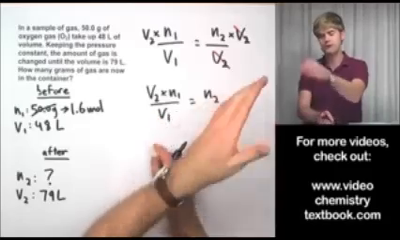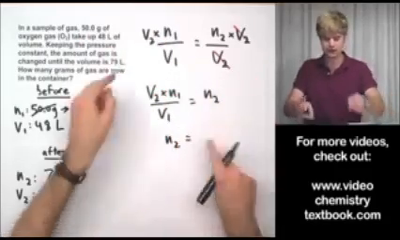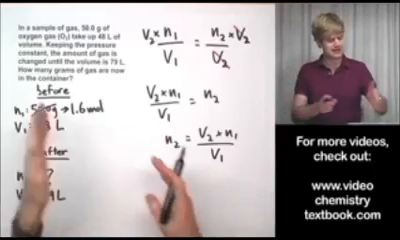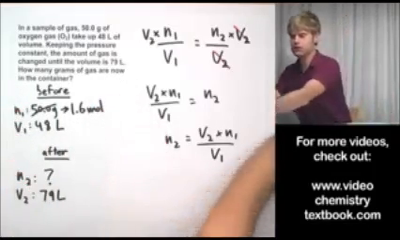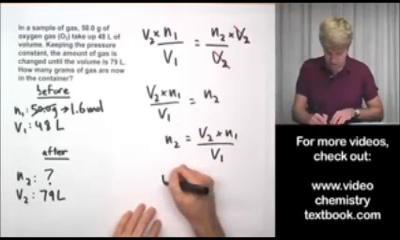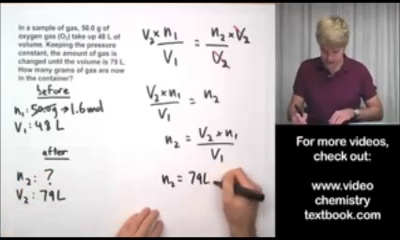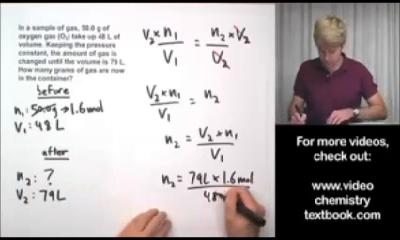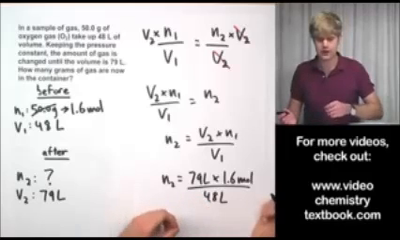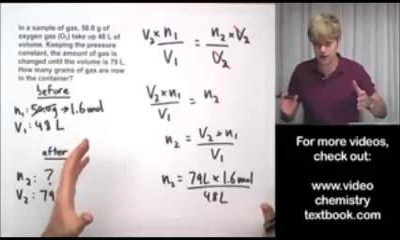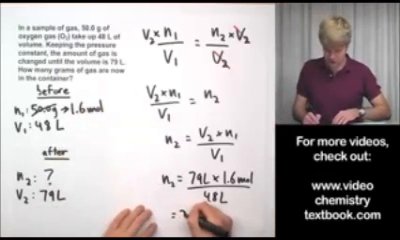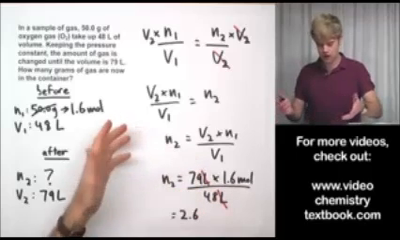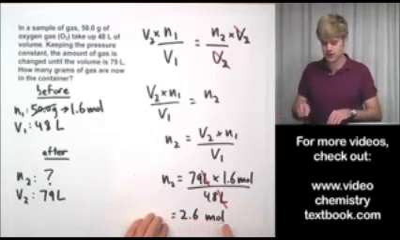Some people like having the variable that we're solving for on the left, so I'm just going to switch that real fast, but it doesn't make a difference. I'm just going to put it in reverse here, N2 equals V2 times N1 divided by V1. Now we're ready to take our variables that we've laid out here and plug them in. So I've got N2 equals V2, 79 liters, times N1, 1.6 moles, divided by V1, which is 48 liters. And when I do that, the number that I get is going to be 2.6. And what are my units going to be? Well, liters up here, liters down there cancel out. So my final answer here is going to be 2.6 moles.